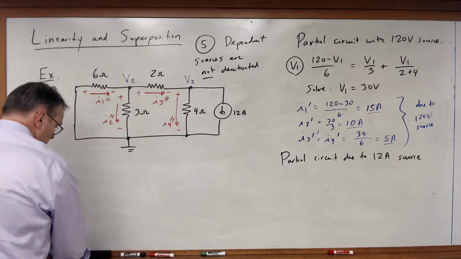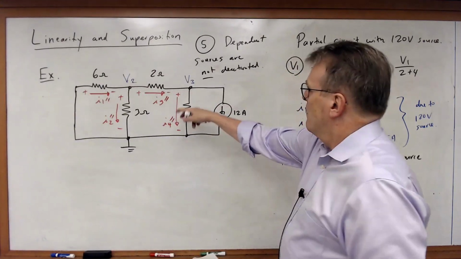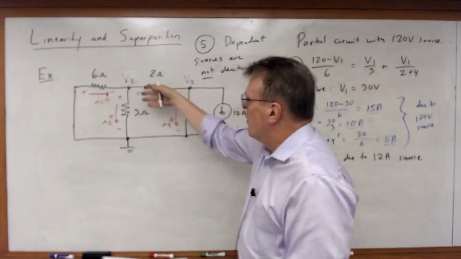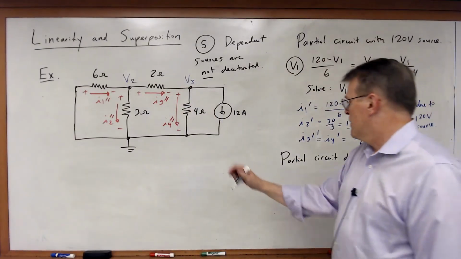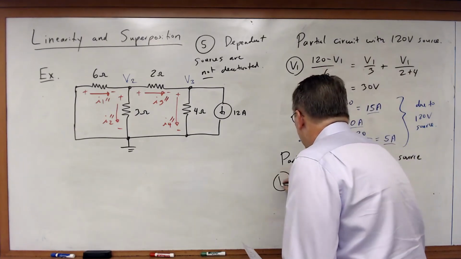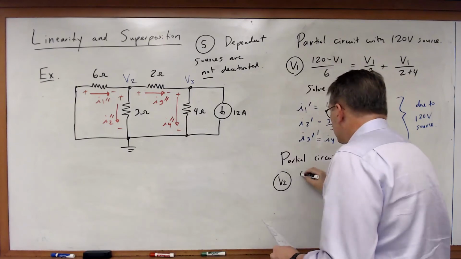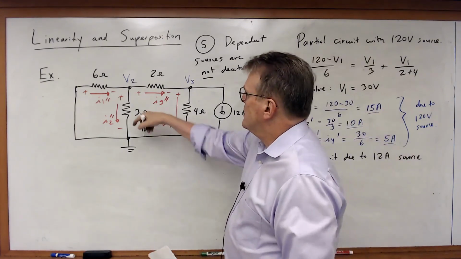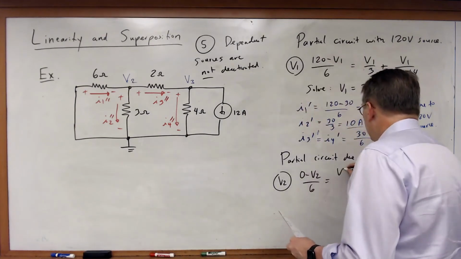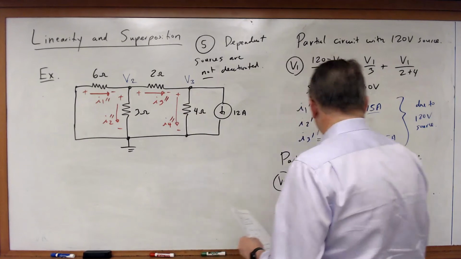All right. So in this case, once again, I'm just going to stick with the same currents, the same voltage drops. Makes it easy. So for the V2 node, what I'm going to have is 0 minus V2 over 6 is equal to V2 over 3 plus V2 minus V3 over 2.